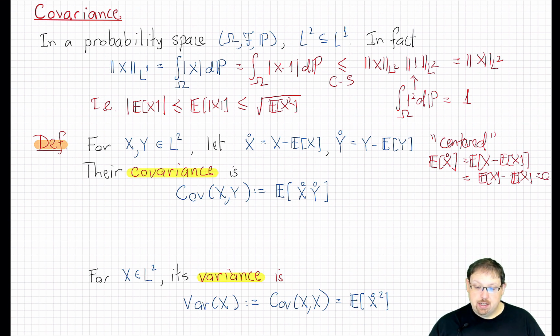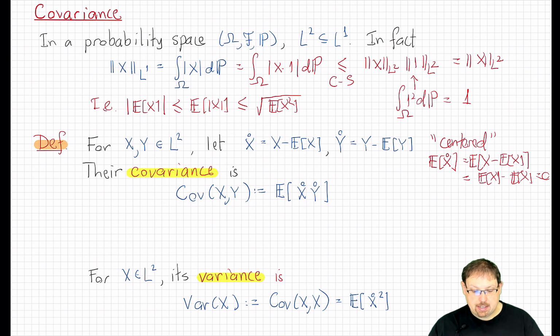Now, L2 is an inner product space, and so we could take the inner product of our L2 random variables. But it turns out in probability, it makes more sense to take the inner product of the centered versions of the random variables. And that's how we define covariance. The covariance of two random variables is the expected value of the product of their centered versions, which is the same thing as the L2 inner product of their centered versions.